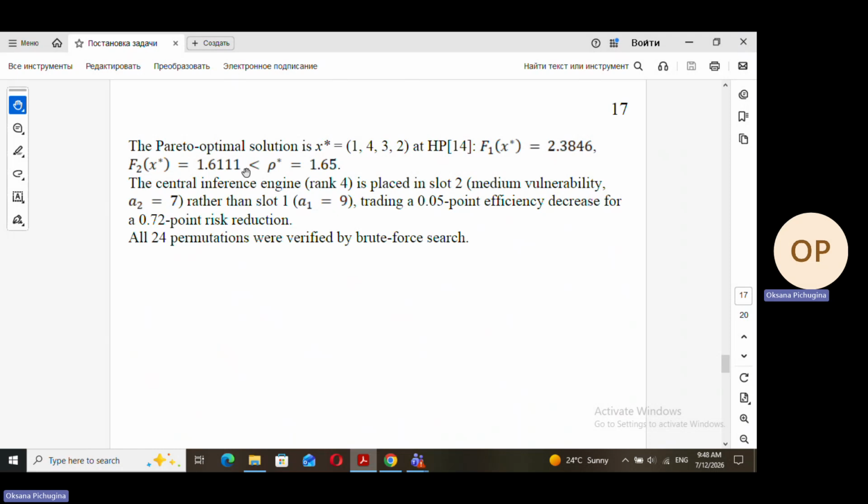In practice, the central inference engine is placed in slot 2 rather than the more vulnerable slot 1. Additional checking of all permutations confirms the result.